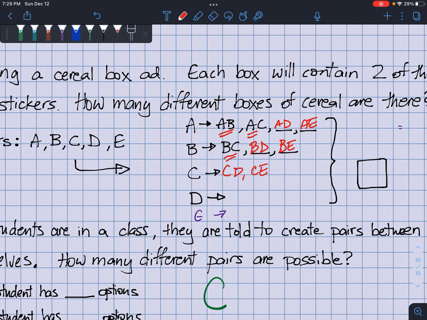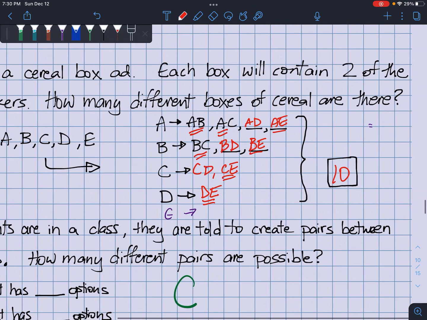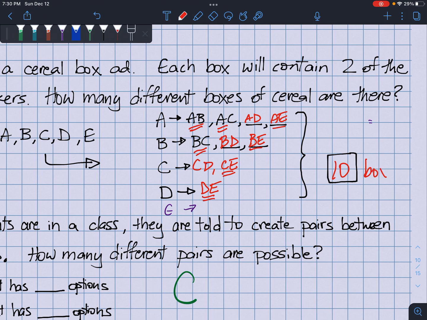Notice how I'm making an organized list. And my last one is going to be DE because I already have the other three. Notice I don't have to start with E because I already have them all listed out here. So if I add these up, 4 plus 3 plus 2 plus 1, I have 10 boxes.